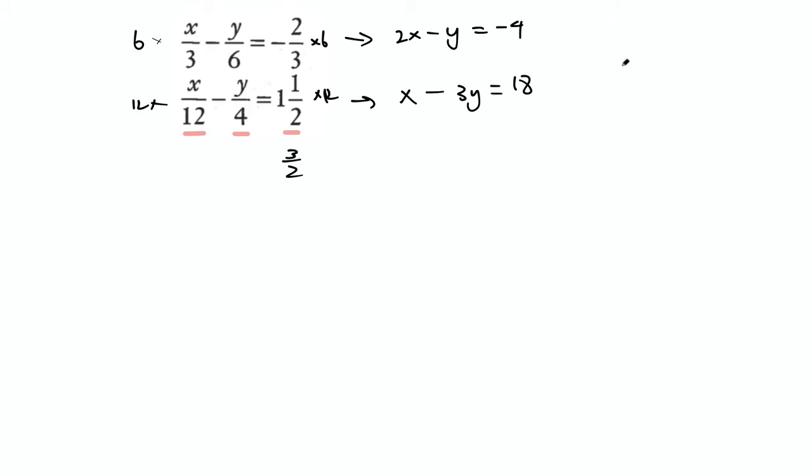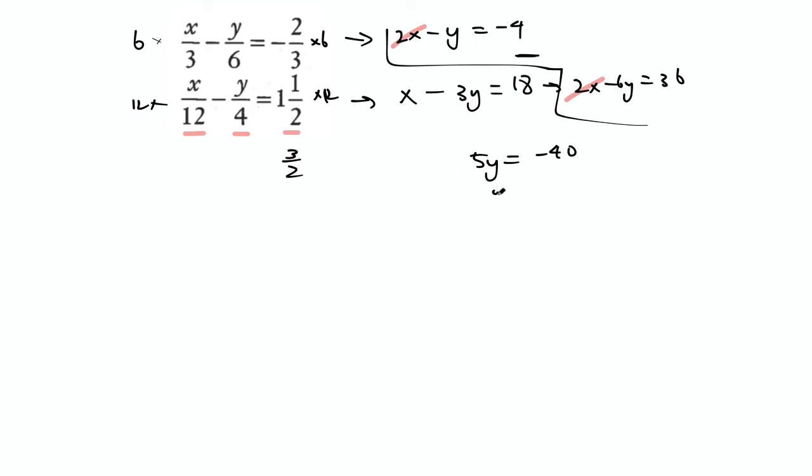Now, let's just multiply this second equation by 2. If I do that, I end up getting 2x minus 6y is equal to 36. But now, if I subtract the first equation and the second equation, these x's cancel out. So here, if we subtract them, minus y minus minus 6 is 5y. Minus 4 minus minus 36 is minus 40. Divide both sides by 5, and we get that the answer is minus 8.